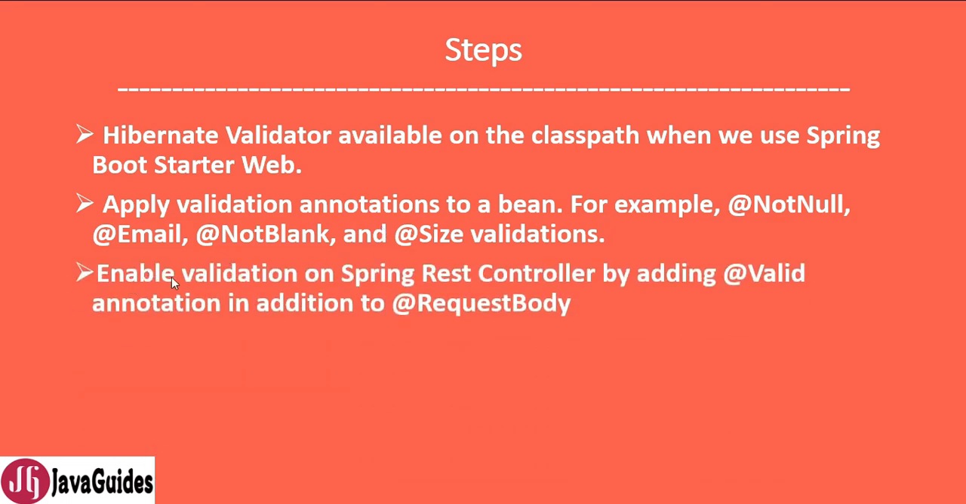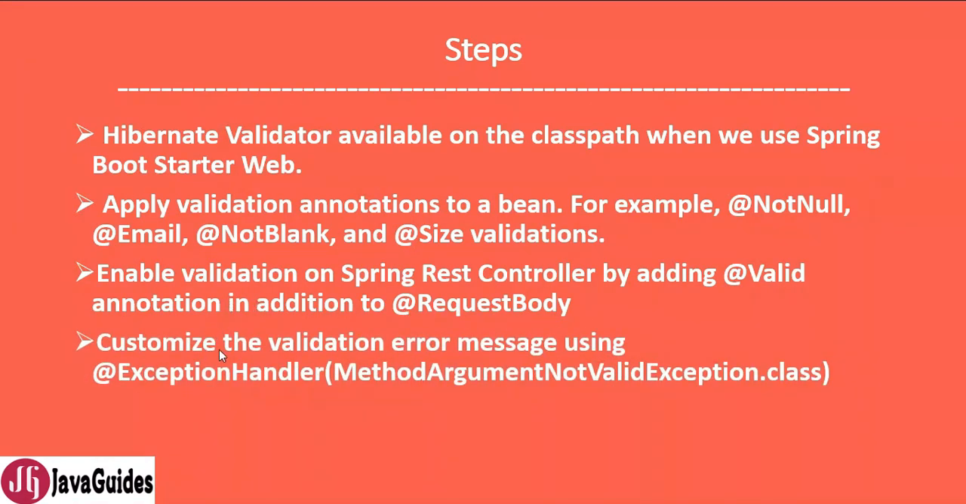Okay, and then we need to enable validation on the Spring REST controller by adding the @Valid annotation in addition to the @RequestBody annotation. And then we can customize the validation error message using @ExceptionHandler. So we basically create a custom validation error response, we fill that object, and we send the custom validation error response back to the client. So these are the 4 steps we need to implement in order to perform Spring Boot REST API validation.